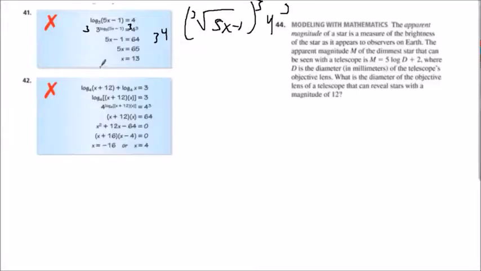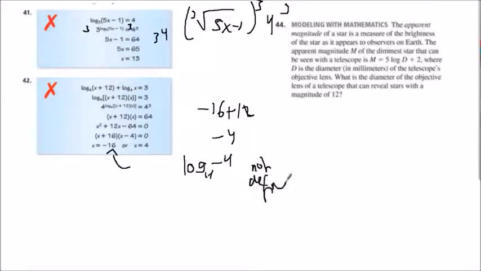So he did all of this correct, right? He combined the function. He did 4 to the third power. x plus 12 times x is 64. He factored it correctly, but this is not acceptable, because if you put negative 16 plus 12, you'll get negative 4. And log base 4 of negative 4 is undefined, right? You can't do it. So the correct answer is just x equals 4, right?